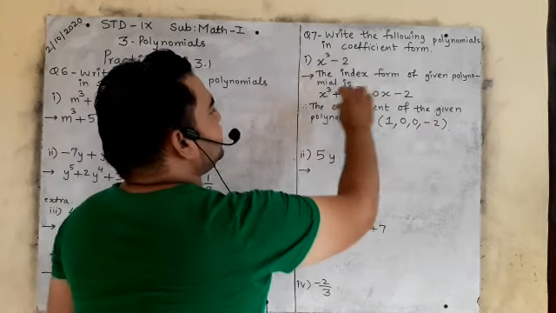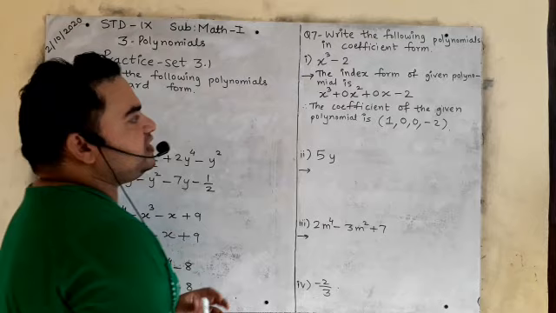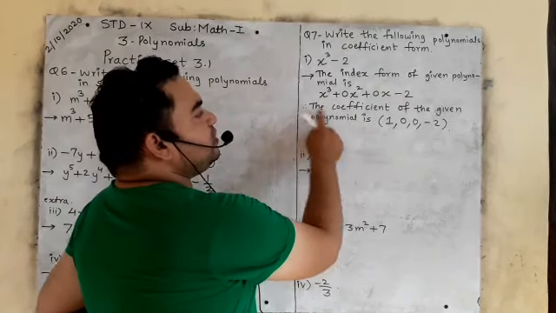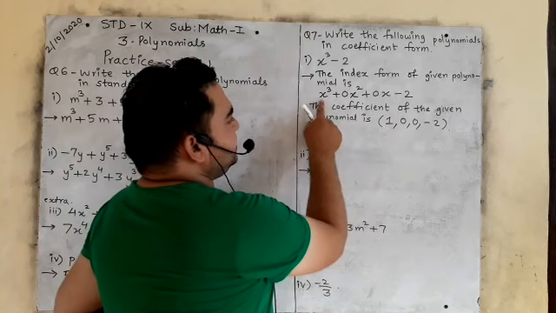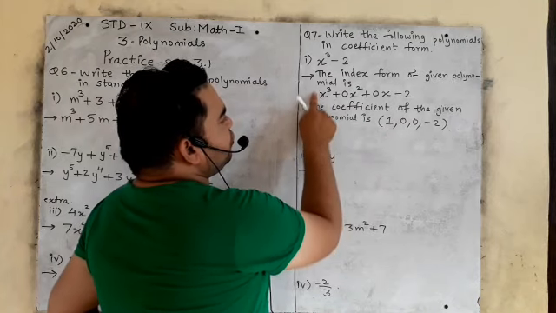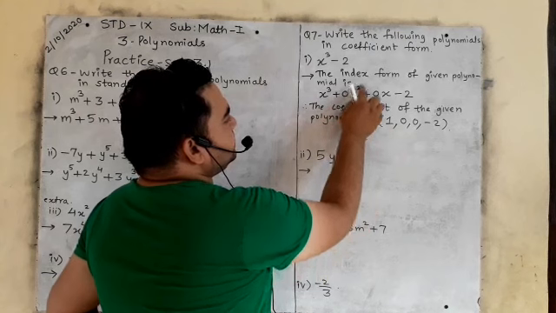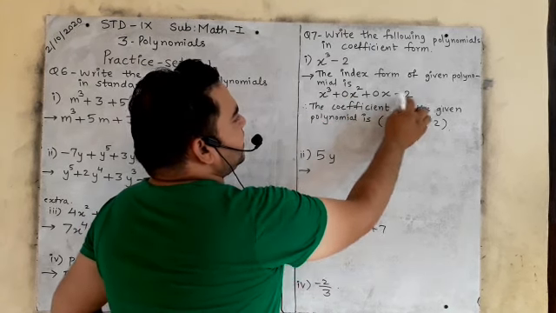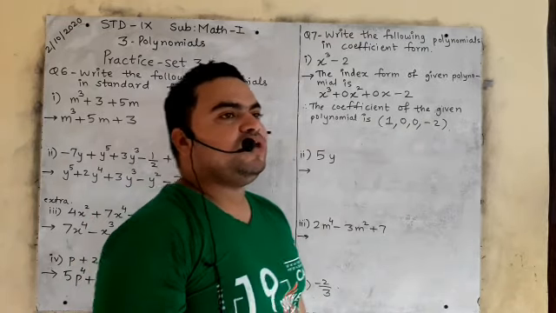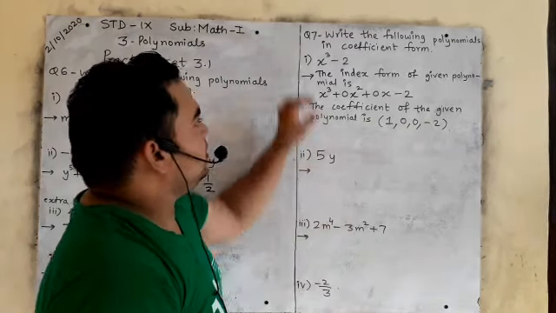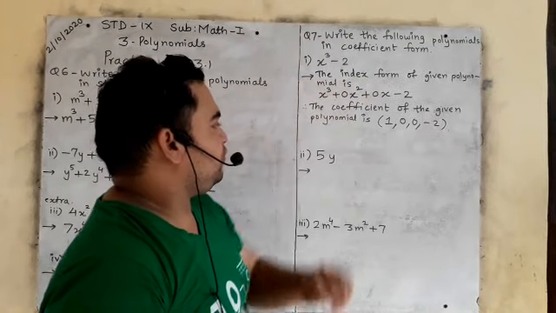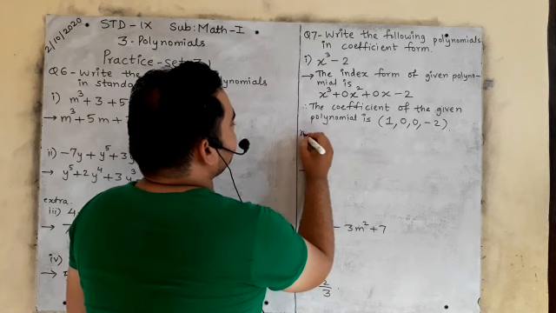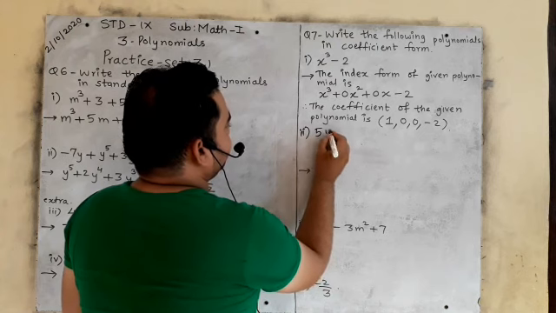Now this polynomial is in the standard form, or the index form. Now we will write its coefficient. Therefore, the coefficient of the given polynomial is, here x cube coefficient is 1. Here x square coefficient is 0. Here x coefficient is 0. And last minus 2. So this is how we have to first arrange the given polynomial in the index form. Now look at here. The second one we will write.